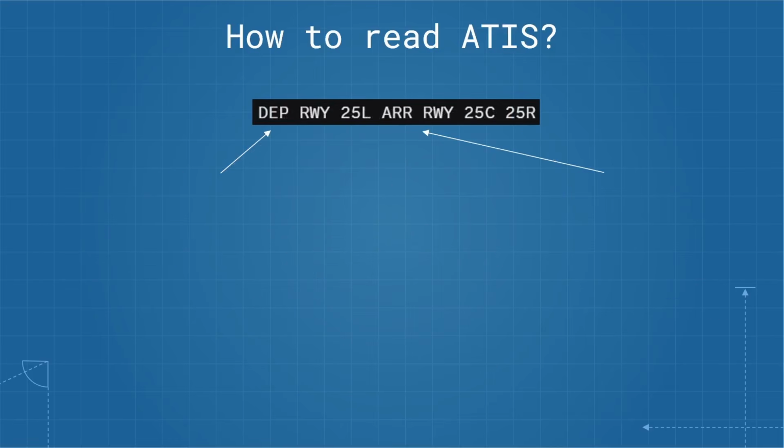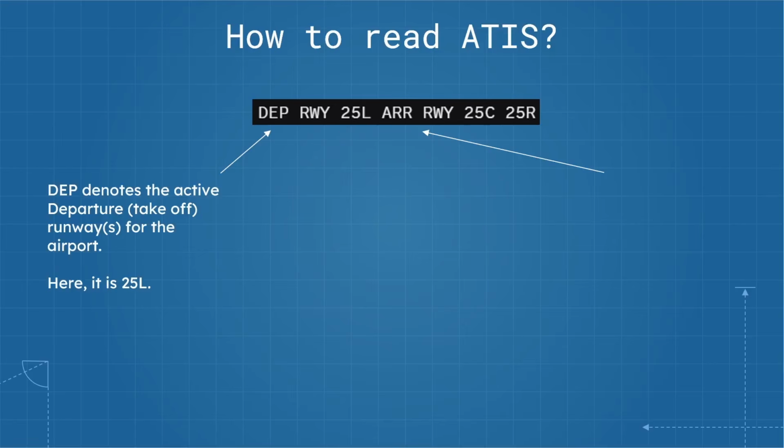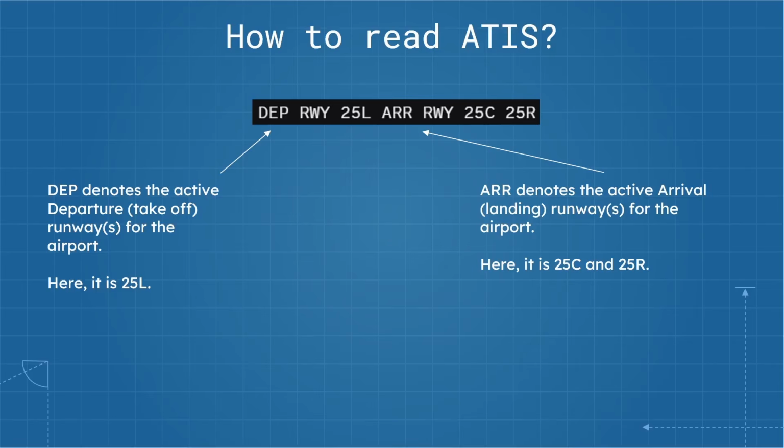Line 2 is all about runways. DEP denotes the active departure or takeoff runways for the airport. Here it is 25 left only. ARR denotes the active arrival or landing runways for the airport. Here it is 25 centre and 25 right.